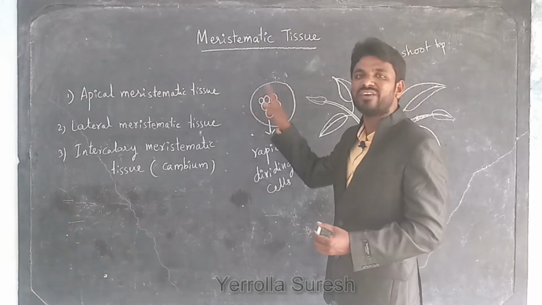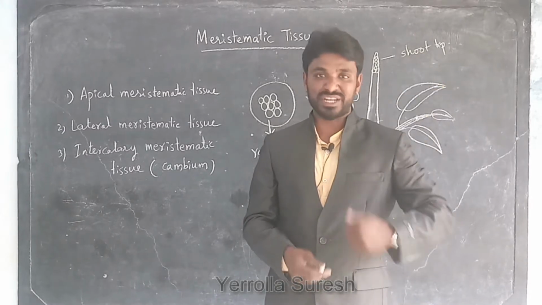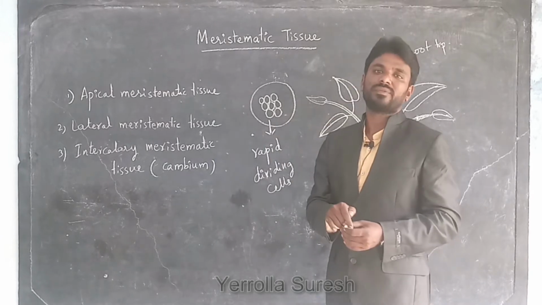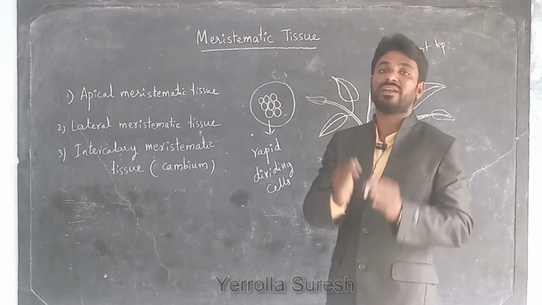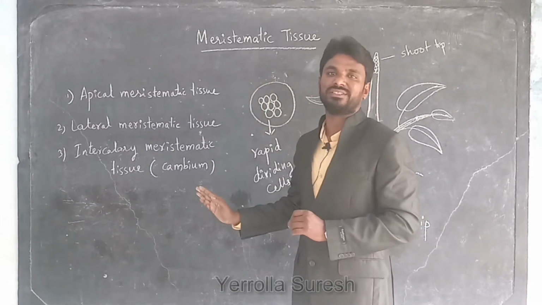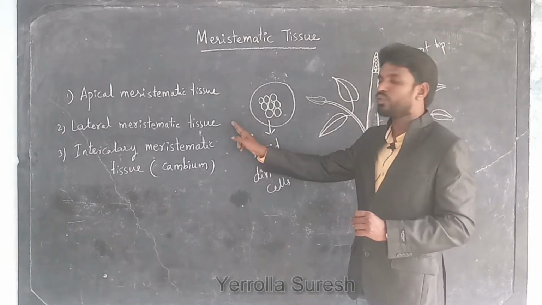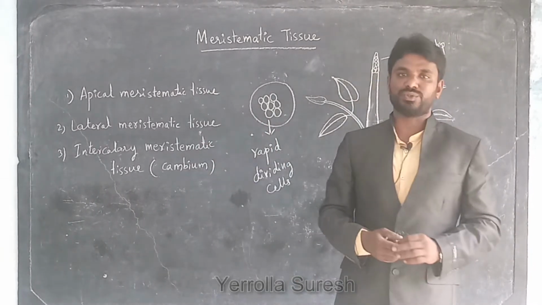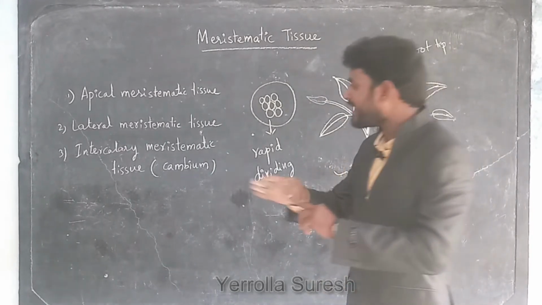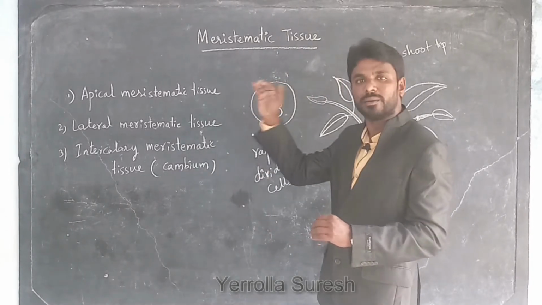So the speciality of meristematic tissue is it helps in growth of the plant body and it helps in repair of the plant body. Okay, again depending on the location, the structure and the function, meristematic tissue is divided into 3 kinds. They are apical meristematic tissue, lateral meristematic tissue and intercalary meristematic tissue. These are the different kinds of meristematic tissues under meristematic tissue.